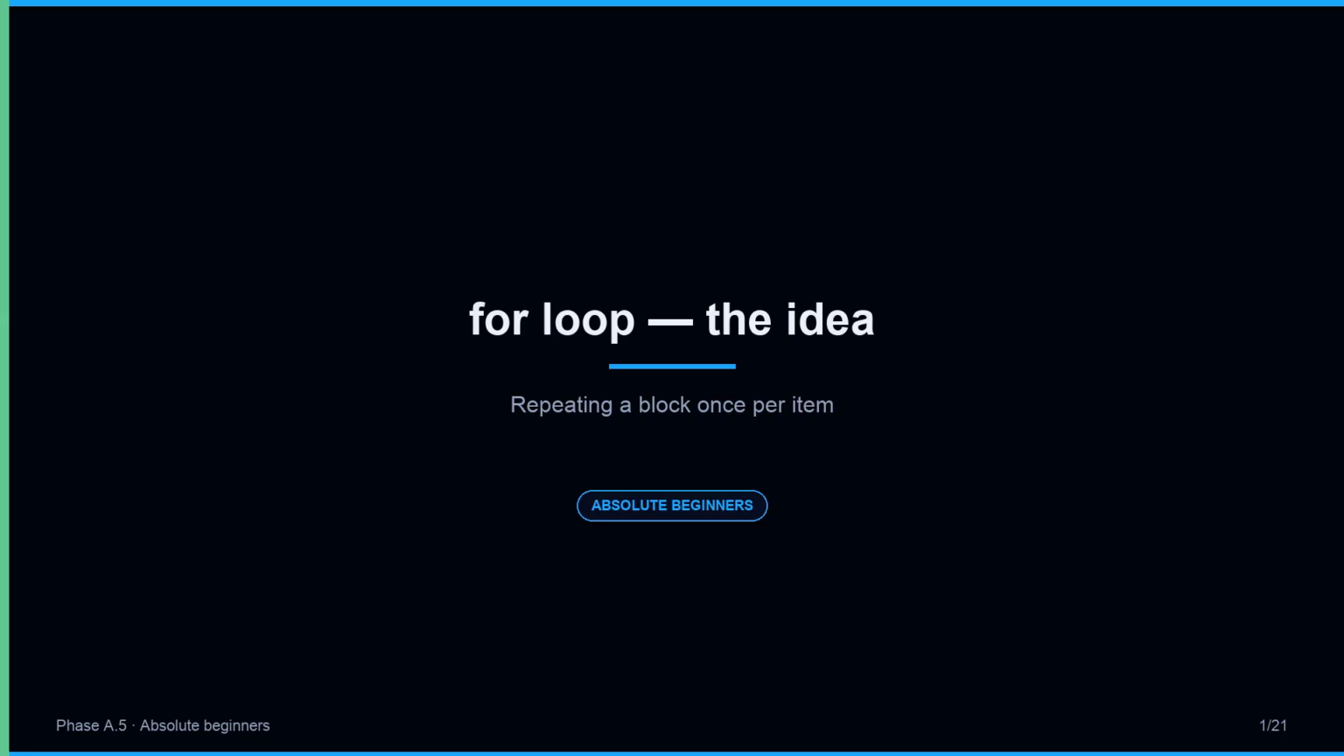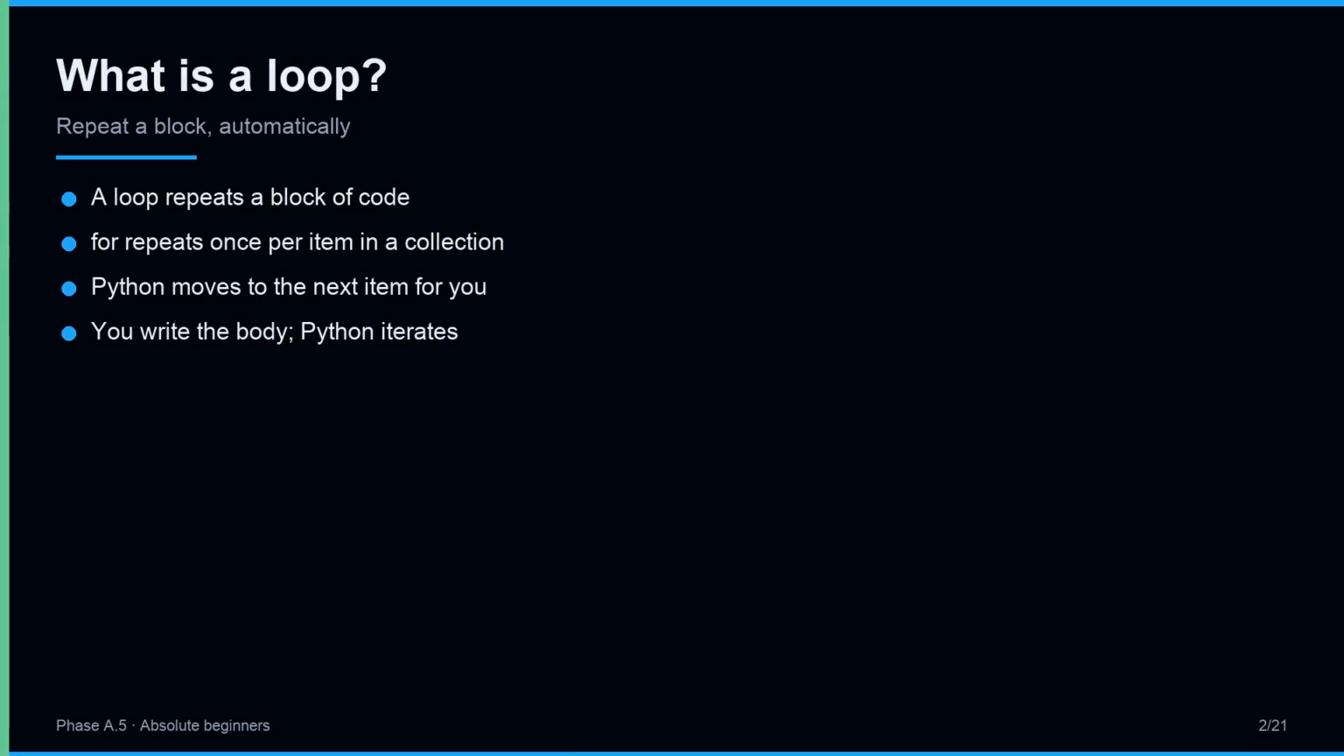The most important idea: what is a loop? A loop is a way to repeat a block of code. Python has two main kinds, and today we focus on the for loop. The for loop works hand in hand with collections, the lists, strings, and ranges you already met. For each item in the collection, Python runs your block of code once. You write the body one time. Python takes care of moving to the next item, deciding when to stop, and keeping count. The loop does the repetition for you, automatically.